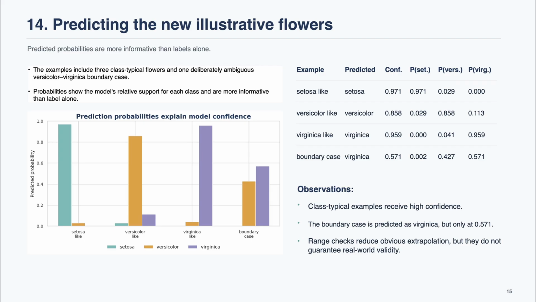The boundary case is more interesting. It is predicted as virginica, but with only 0.571 confidence. The probability for versicolor is also relatively high. This shows why probabilities are more informative than labels alone. A predicted label gives the final class, but the probability distribution tells us how confident the model is. In practical applications, low-confidence predictions should be treated carefully.